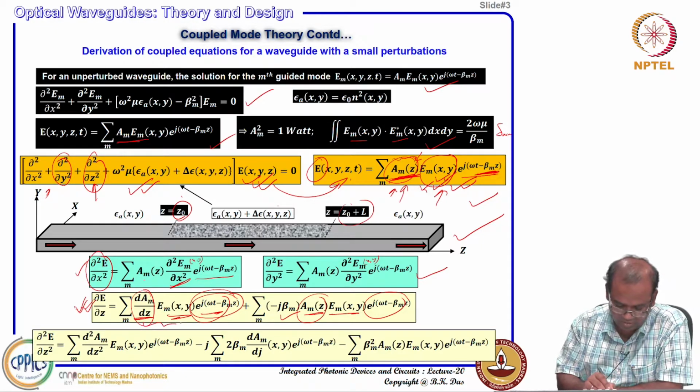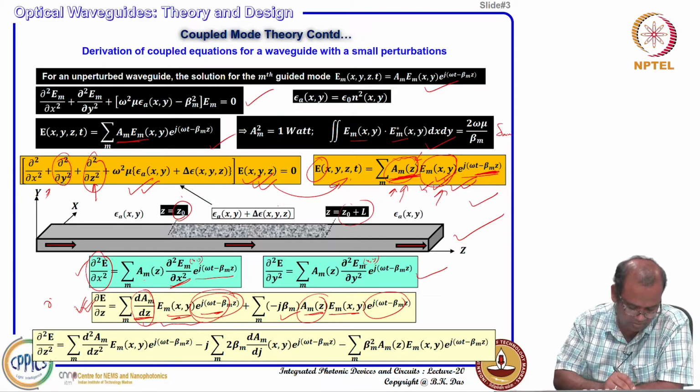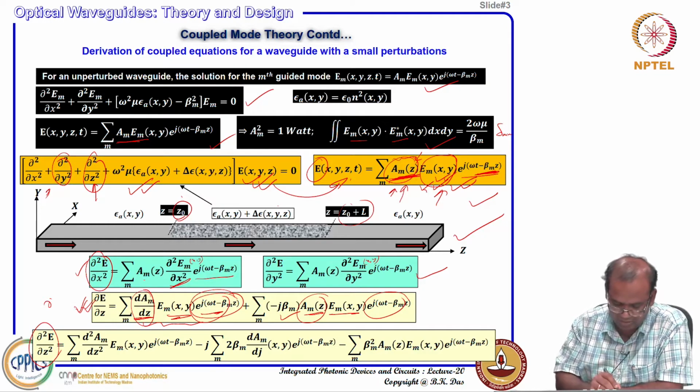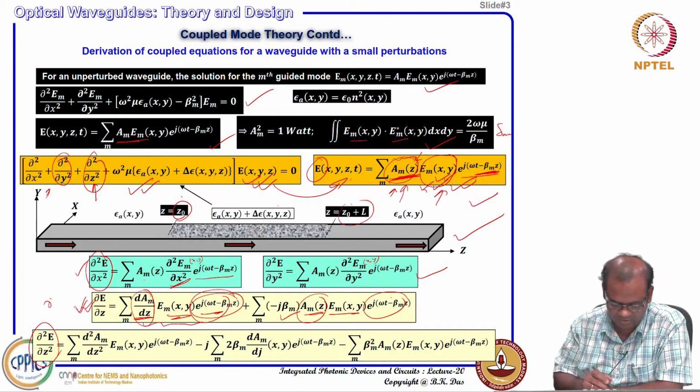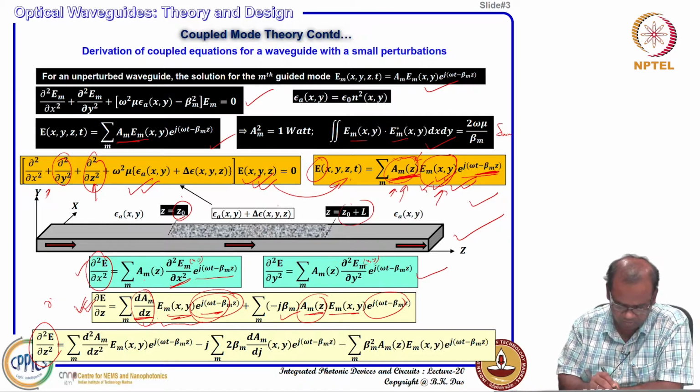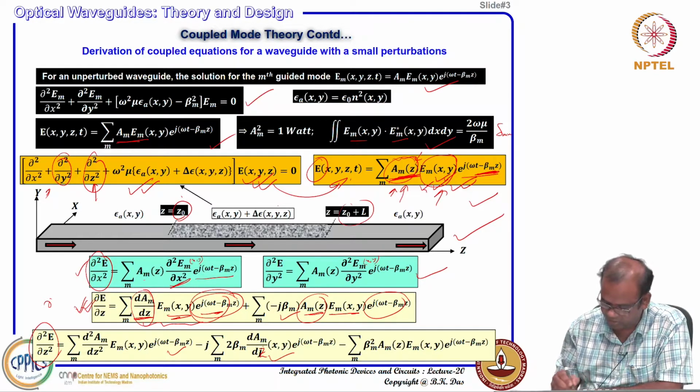So here also, once more if I do del 2 del z 2, then I will be getting two terms here, two terms here. Okay, you can do it by yourself, I am just writing directly the exact formulation here. If you see, this is the value if you make a derivative once more: d2 A_m by dz 2 times e_m(x,y), this factor, and then this factor j 2 beta_m dA_m by dz. This should be corrected, this should be z, not d j. And then one more term will be like this, beta_m square.